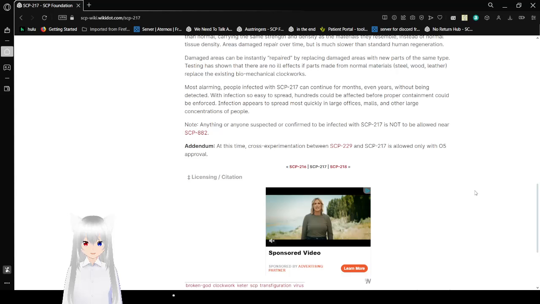So that was SCP-217, the Clockwork Virus. An infection that is honestly a little bit horrifying if you really think of it.